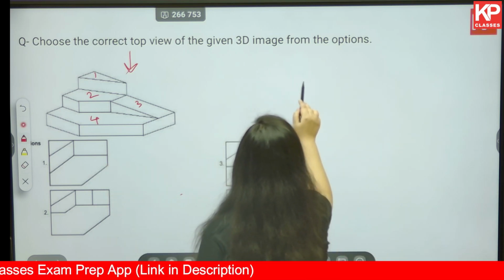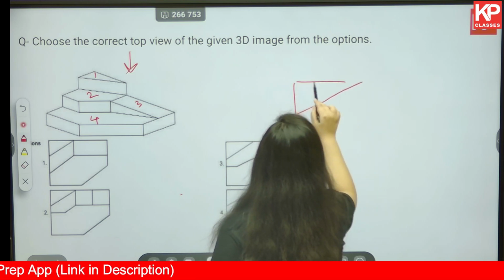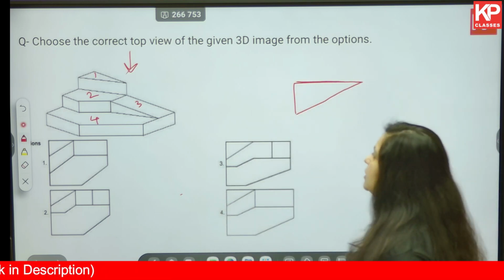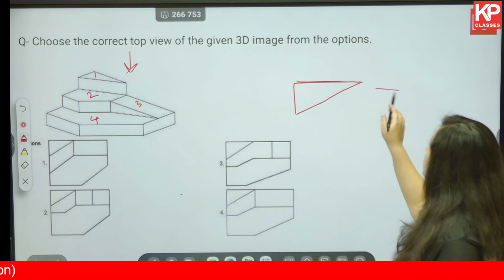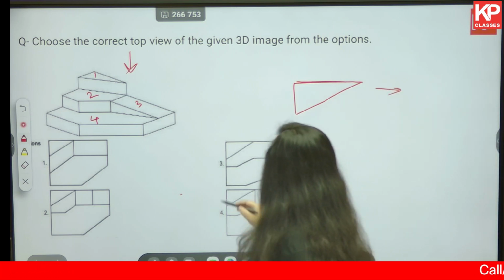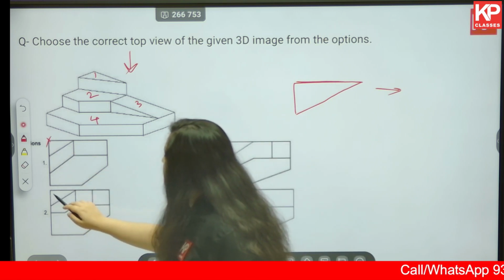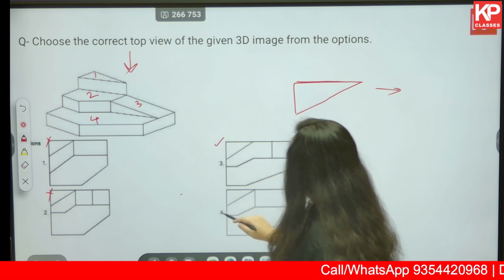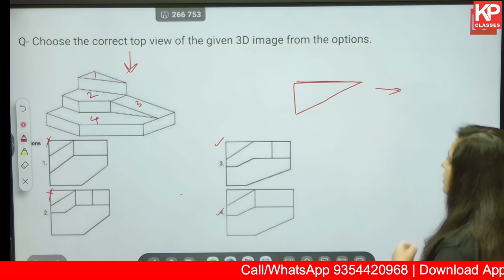Okay, let's draw all these surfaces one by one to have a better understanding. What do you have? The first one is a triangle, and you have this triangle elongating towards the right. Okay, it's not an equilateral triangle, it's a 90 degree, it's a right angle triangle, but elongating towards the right. So this cannot be correct, this cannot be correct, this somewhat looks correct, and this somewhat looks correct too. Okay, next.